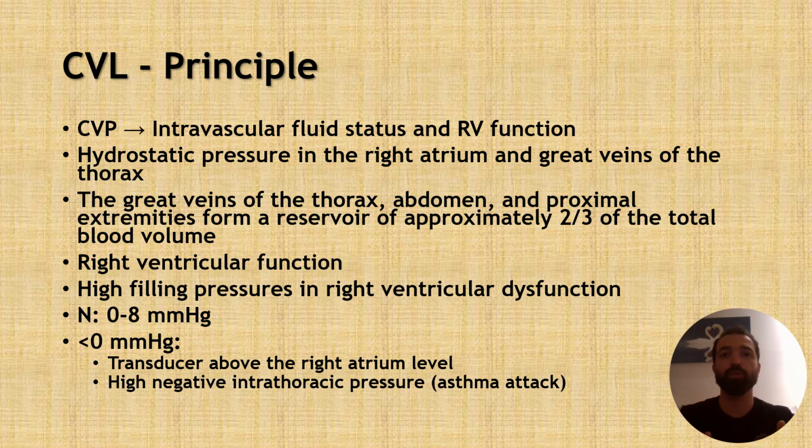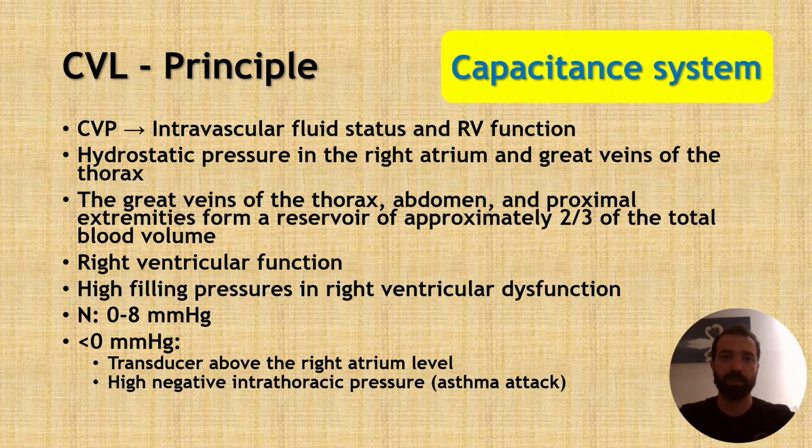The large veins of the thorax, abdomen, and proximal extremities form a reservoir. This is also called the capacitance system. This reservoir accounts for a massive portion, nearly 2/3 of the body's total blood volume. However, as I mentioned at the beginning, this also depends on the right ventricular function. Therefore, in right ventricular dysfunction, there will be high filling pressures, regardless of the fluid status of the patient.